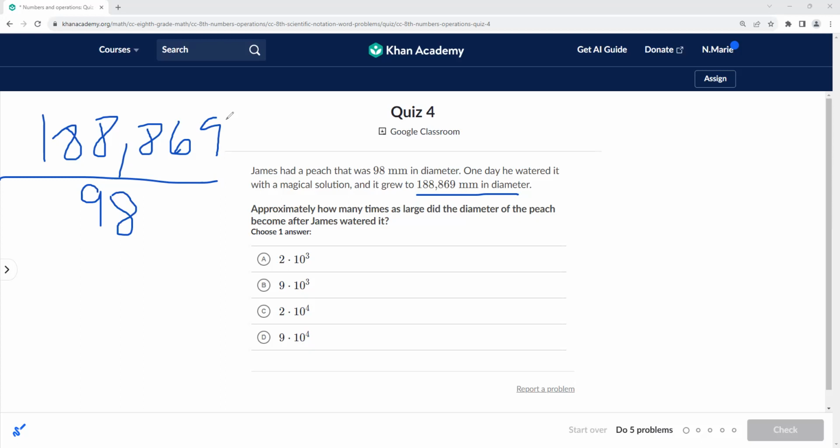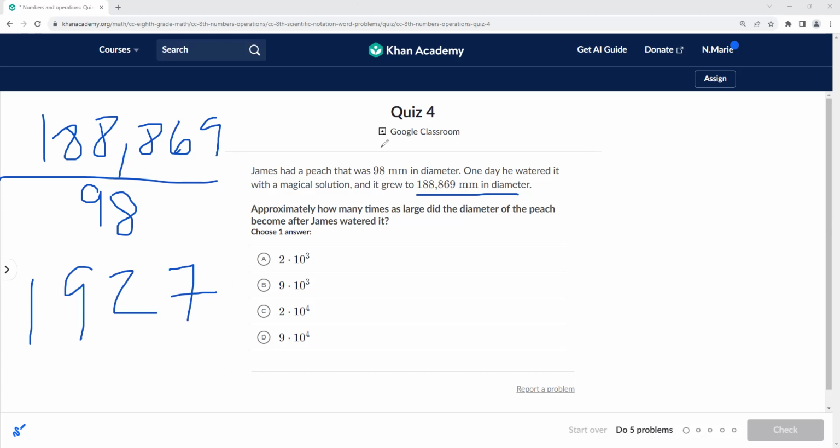So this is an approximate. So if you want, you could put these, this is just the way I'm going to do it actually. So 188,869 divided by 98 gets me 1927, just about. 1927. Wait, hold on, actually.